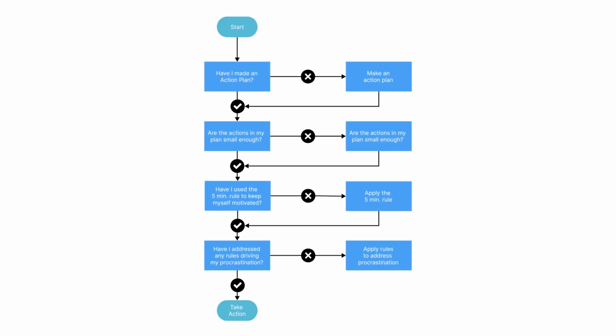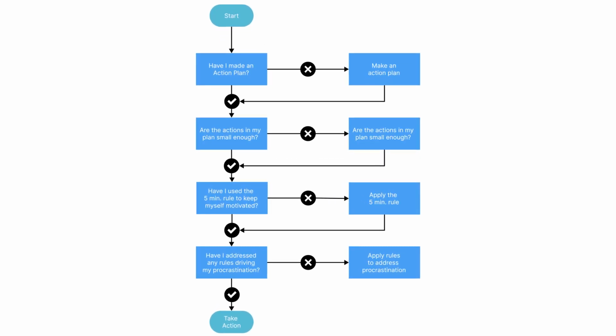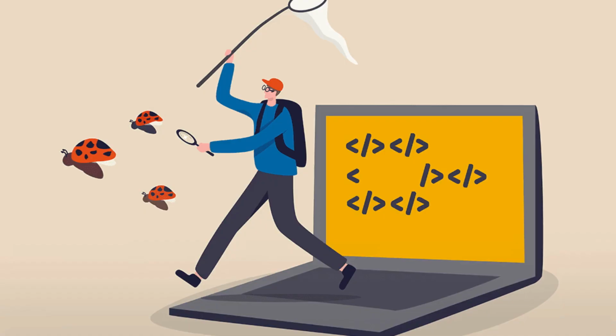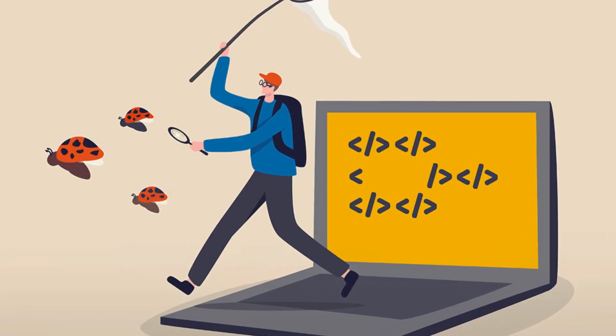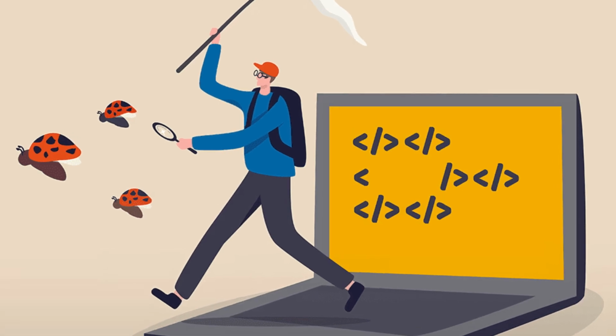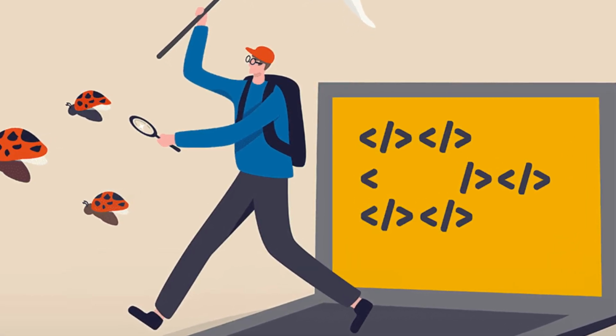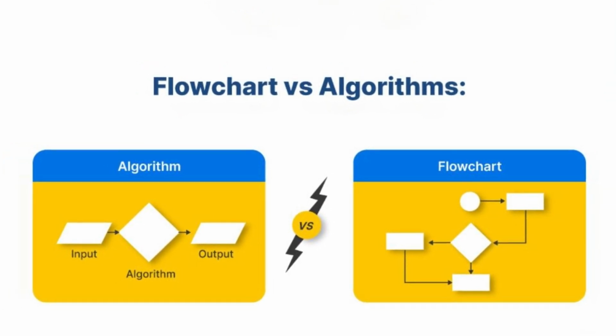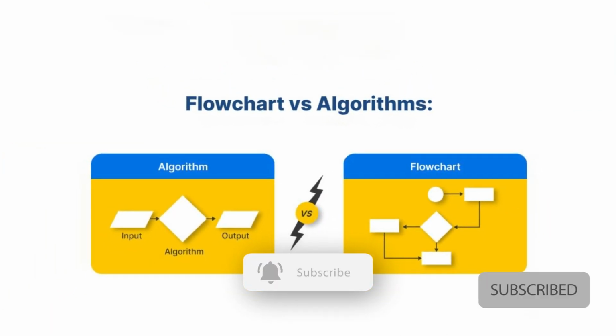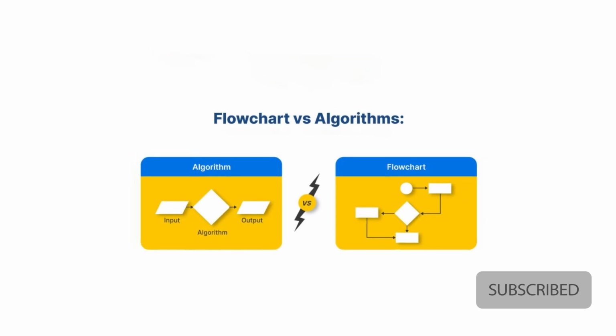Flowcharts provide a clear visualization of the steps involved in an algorithm, making it easier to understand and analyze the logic flow. They are particularly useful for communicating complex processes to others and for debugging algorithms. Understanding both algorithms and flowcharts is essential for effective problem solving in programming.